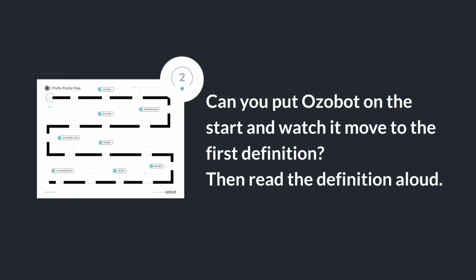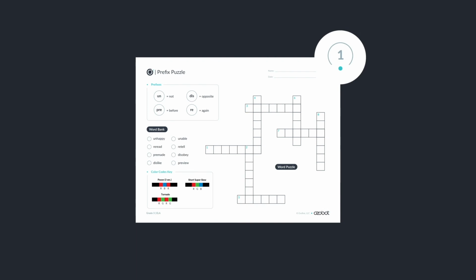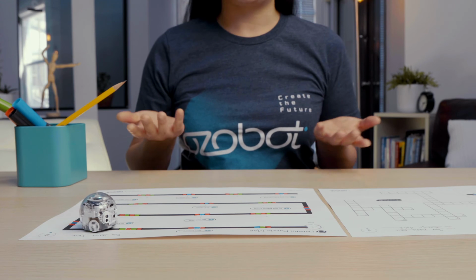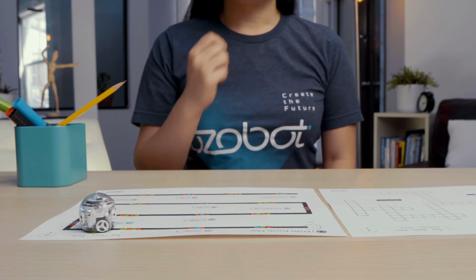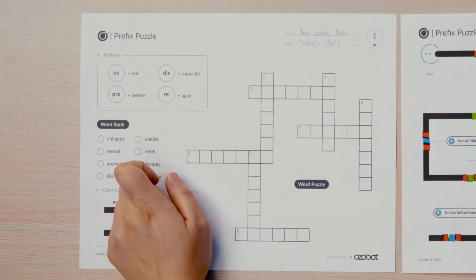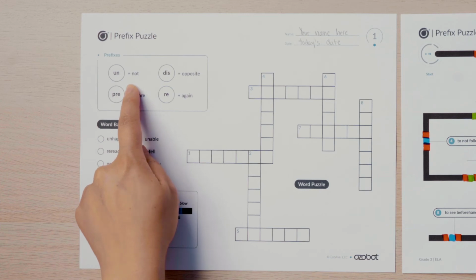Can you put Ozobot on start and watch it move to the first definition, then read the definition aloud? My Ozobot will continue to move while I think. Let's look back at the prefixes. Which prefix means not? That's right, un means not. So the first word in my puzzle must start with an un.